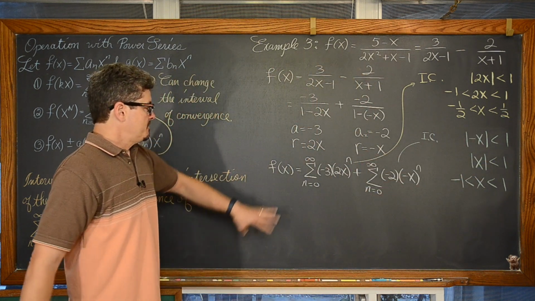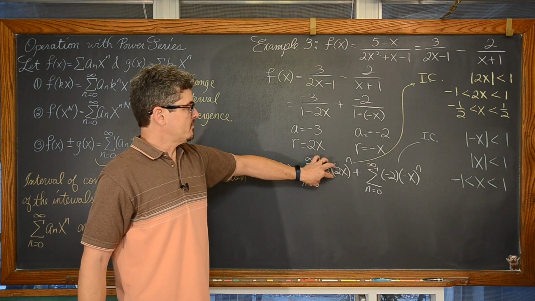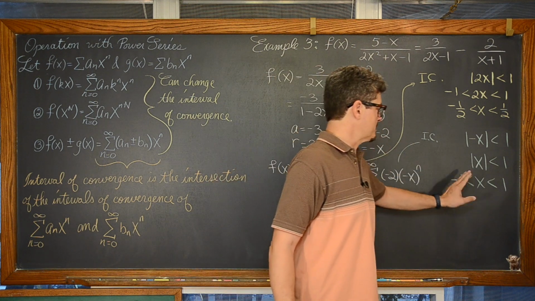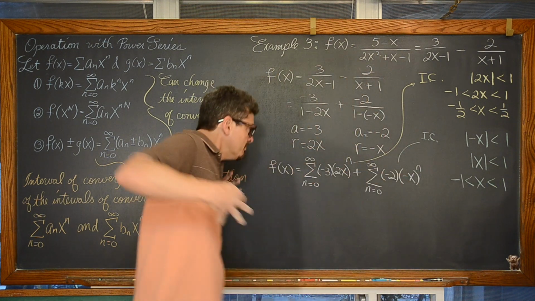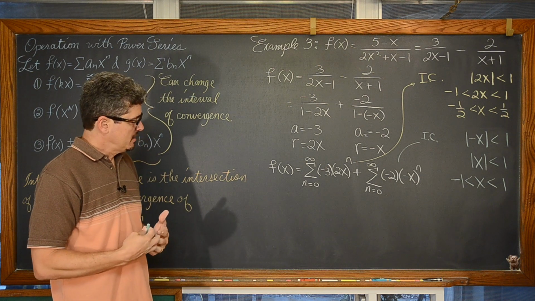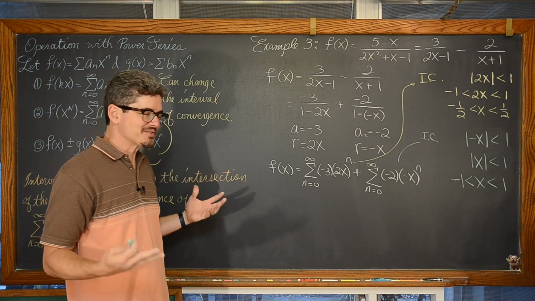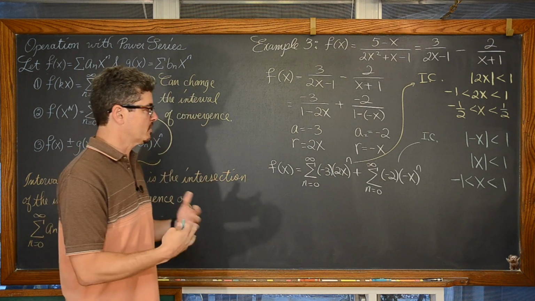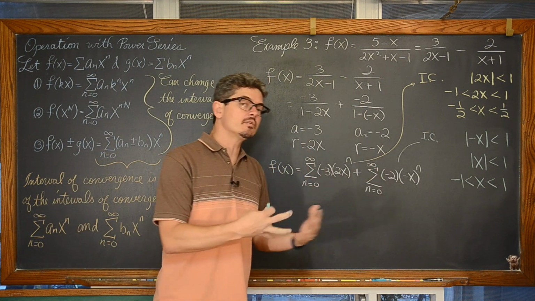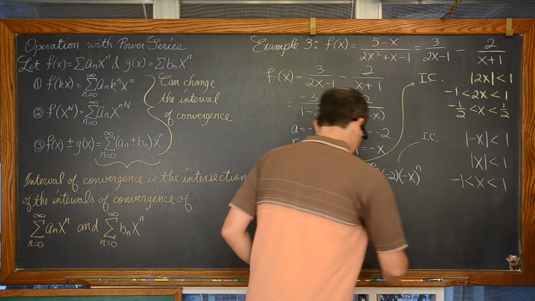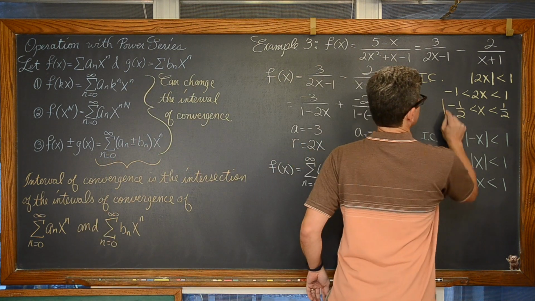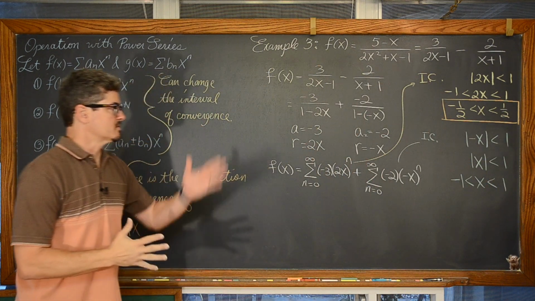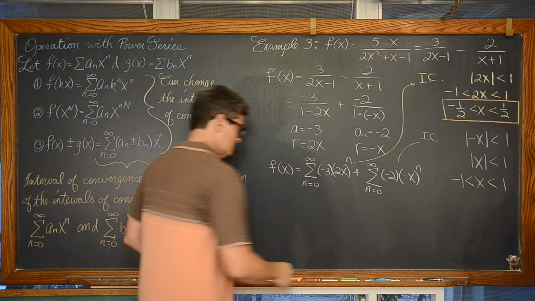Well, the first series has an interval of convergence between negative 1/2 and positive 1/2. The second geometric power series has an interval of convergence of negative 1 to positive 1, but both of these geometric power series are within the same function, so they both have to be defined, they both have to give valid answers. We're looking for an interval of convergence for where both of them are working. So our final interval of convergence is right here, the intersection of our two intervals of convergence, which is negative 1/2 to positive 1/2.